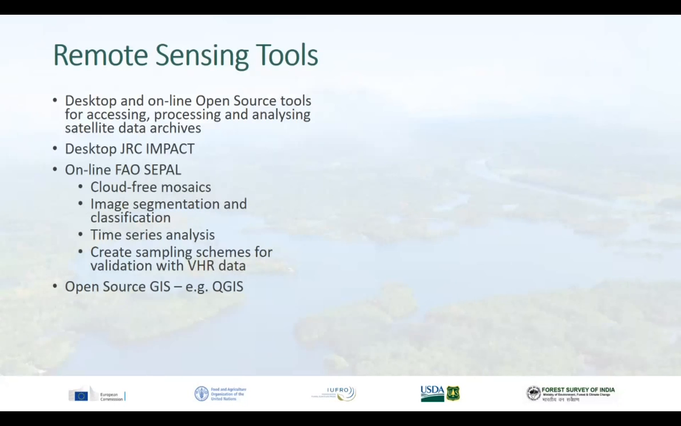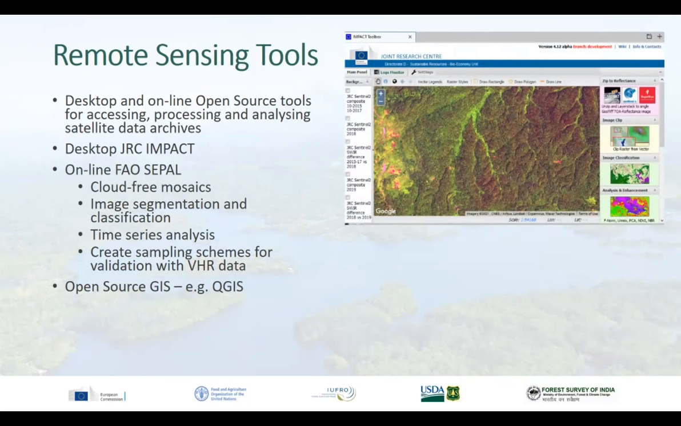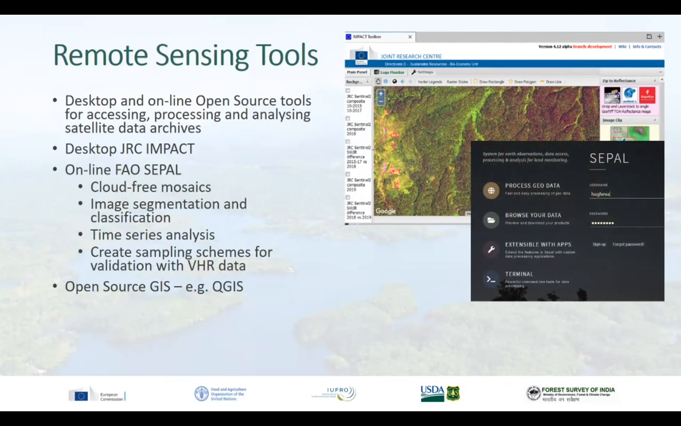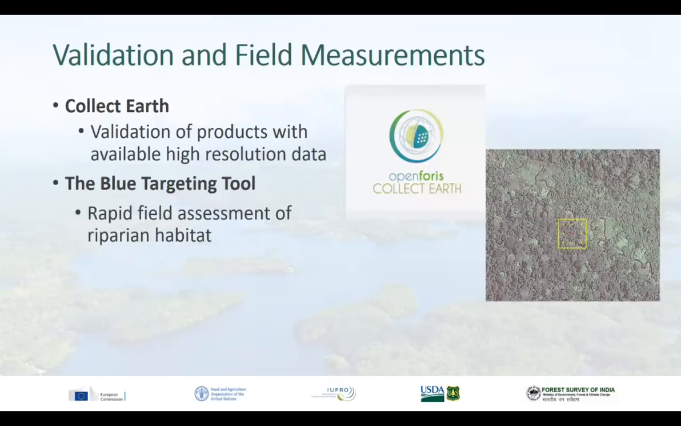Now, in terms of tools available for remote sensing processing, we have desktop and also online. Desktop, this is the JRC IMPACT tool, and online tools, the FAO CPAL tool, which gives you the processing for cloud-free mosaics, image segmentation, time series analysis, etc. Also, we have open source GIS available. There are also tools for product validation, such as the Collect Earth interface, and tools for supporting field measurement, an example being the Blue Targeting tool. Now, more details of these can be seen in the text.